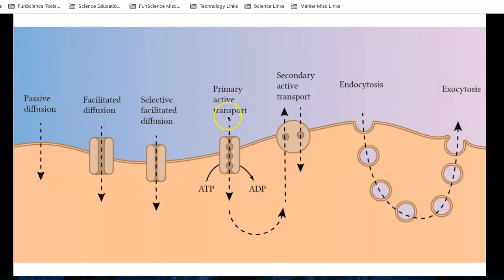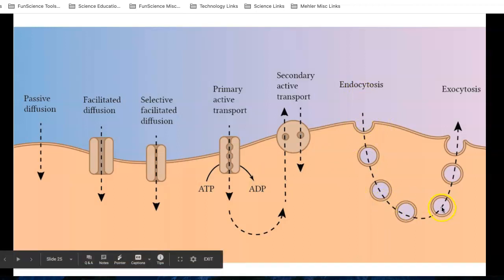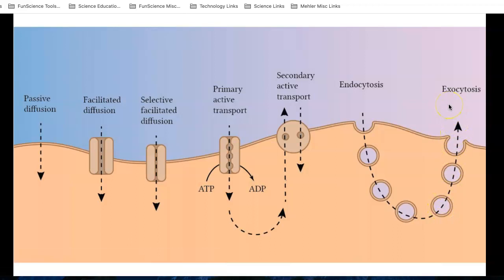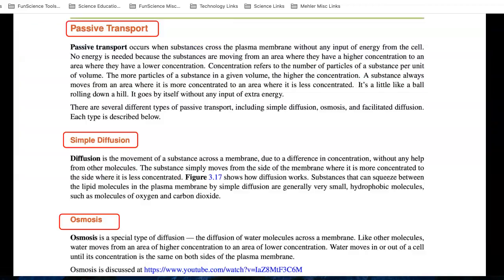And then we have primary active transport using ATP, an energy-rich molecule. We'll talk about all of this later on. And then we have different types of secondary active transport. And then sometimes when things generally come into the cell, that's called endocytosis. When things generally leave the cell, that's called exocytosis. These are all terms that we'll use in this section.